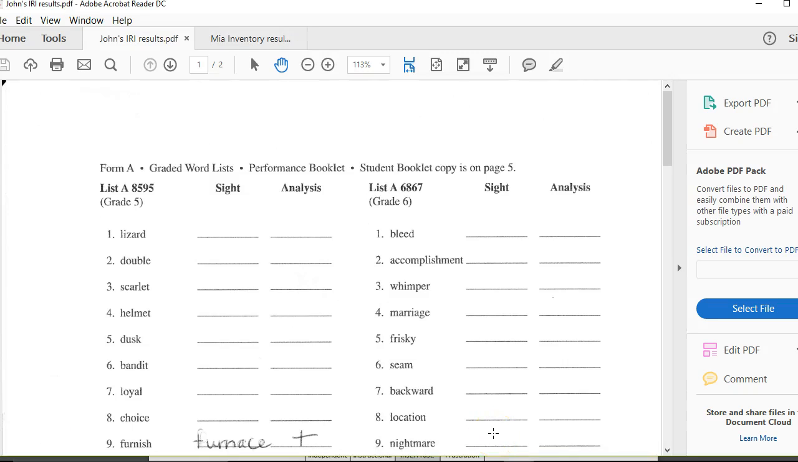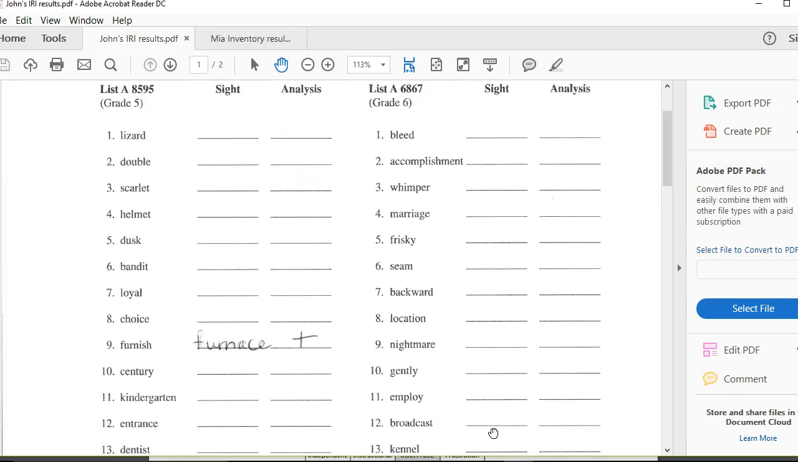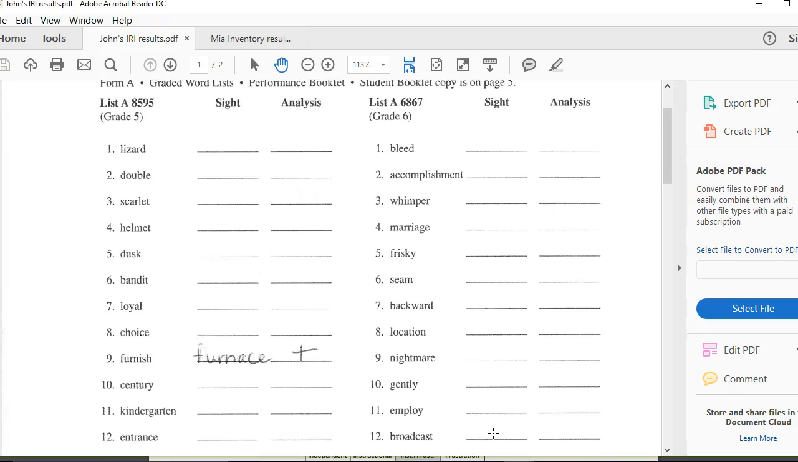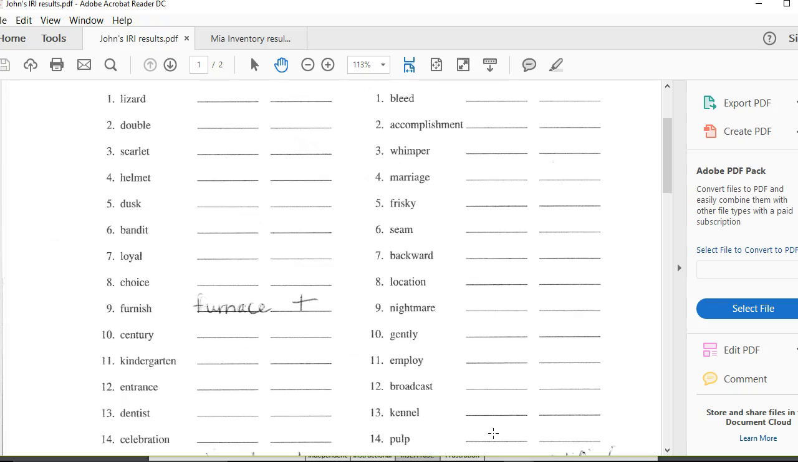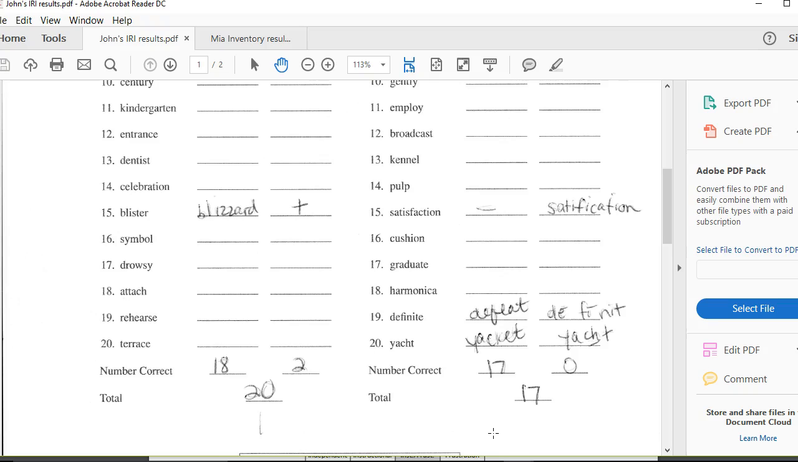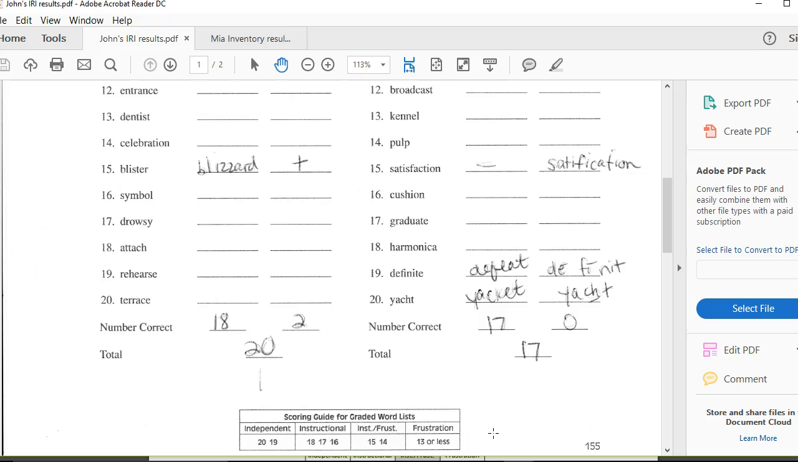All right, so again, I used that same student, who happens to be my daughter. And here's the 5th grade word list. The difference between sight and analysis is what they get the first time and what they get the second time. So for example, she read all of these words, and for furnish, she said furnace, so I just wrote it down and let her keep going. She made a mistake here on blister and blizzard, and so I write the total down, 18.